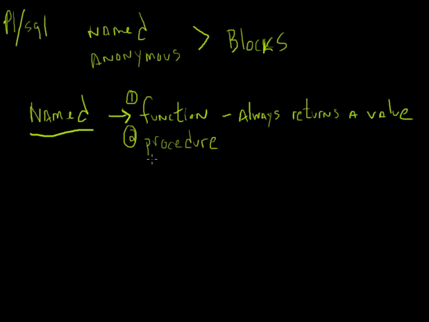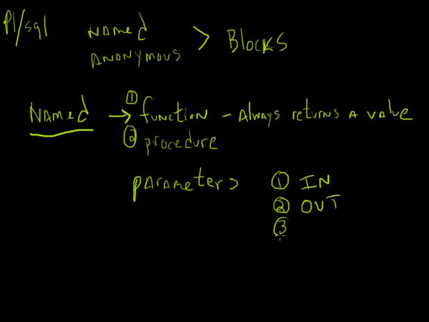Procedures don't necessarily return a value. You can call them without assigning them to a variable. But you can have parameters that go along with procedures, and we saw that was true of functions also. Those parameters can be of three types. You can have in parameters, you can have out parameters, and you can have in out.